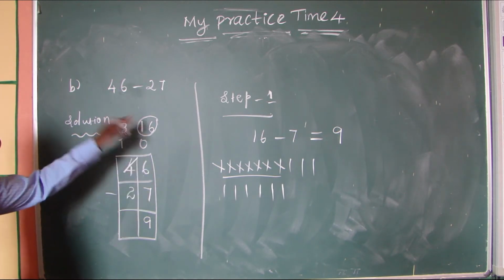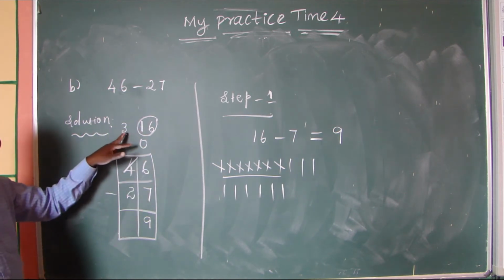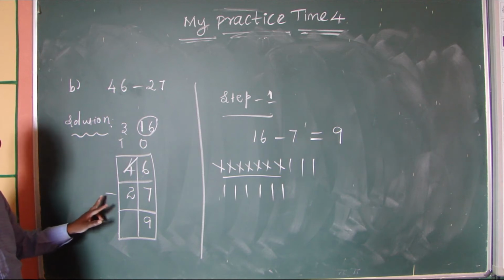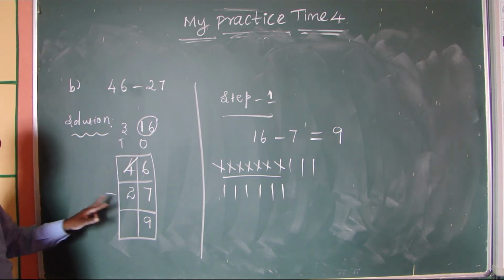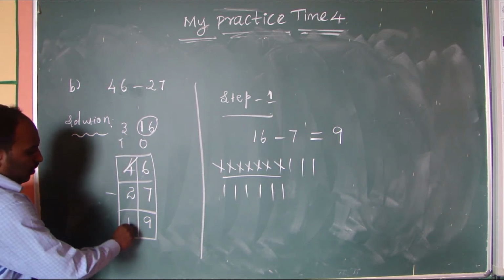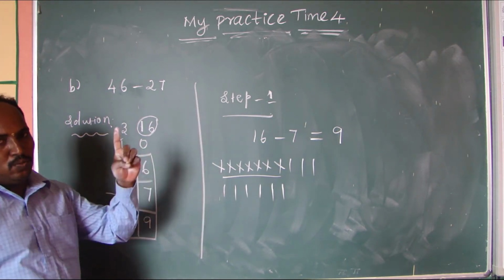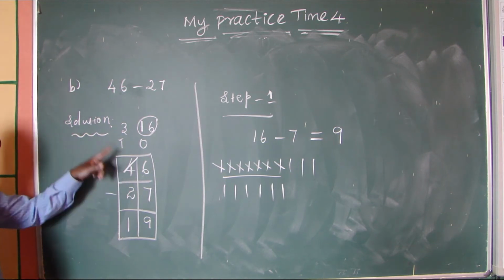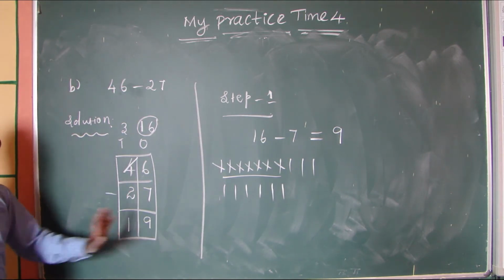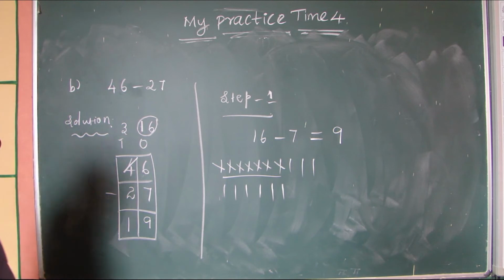Next we go to the tens place. Here in the tens place, 3 minus 2 is equal to 1. So 1 is written in the tens place. Our answer is 19.